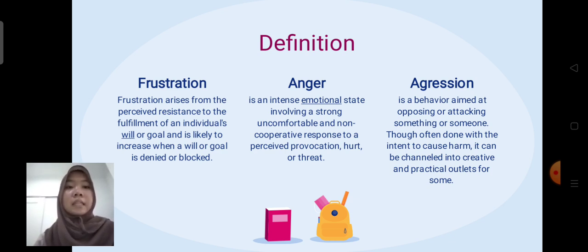Anger is an intense emotional state involving a strong, uncomfortable, and non-cooperative response to a perceived provocation, hurt, or threat. The last, aggression, is a behavior aimed at opposing or attacking something or someone. Too often done with intent to cause harm, it can be channeled into creative and practical outlets for some.